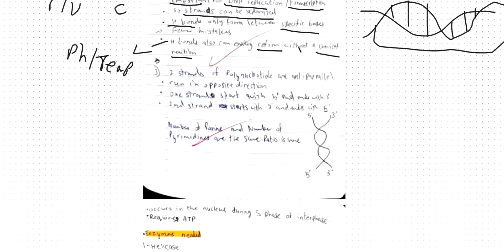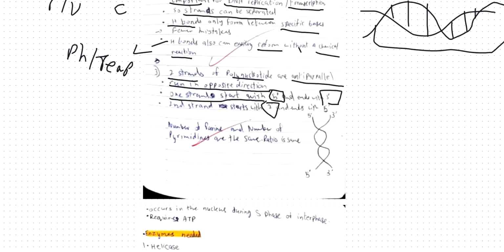So you have two strands of polynucleotides that are anti-parallel, right? They run in opposite directions. One strand starts with 5 and ends with 3, and the second strand will start with 3 and end with 5.